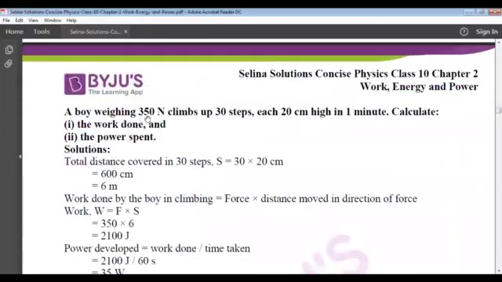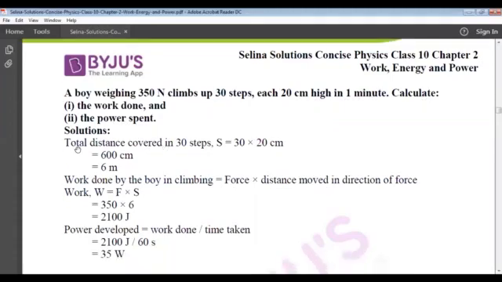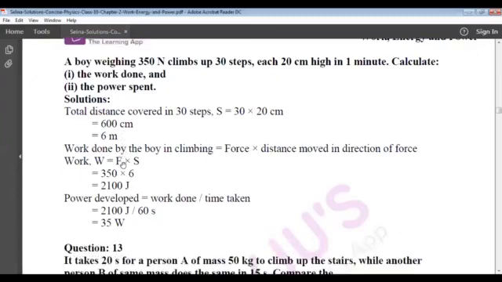Now 12th numerical. A boy weighing 350 Newton climbs up 30 steps, each 20 centimeter high in 1 minute. Calculate the work done and the power spent. See here, the total distance covered we need to find. He is climbing each step 20 centimeter high. So total distance covered in 30 steps is 30 into 20 centimeter. So he covered 600 centimeter, that is nothing but 6 meter.